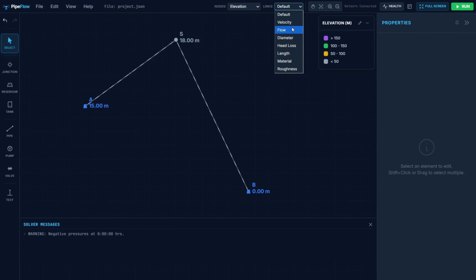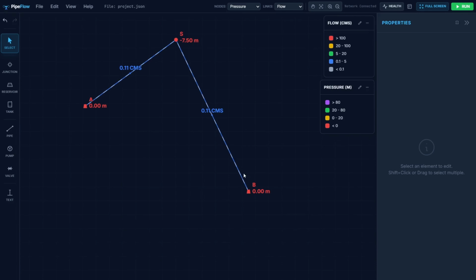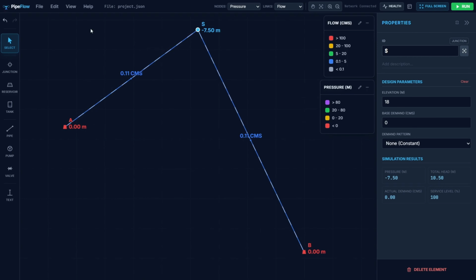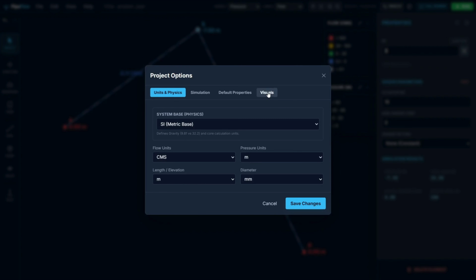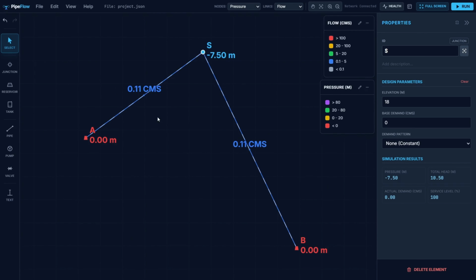We will have to look at the flow and the pressure, which are the two requirements from the question. So let's look at the pressure. We can also increase the text size. From the first question, the flow is 0.11 cubic meters per second. We can also look at the velocity, which is 3.38 meters per second.